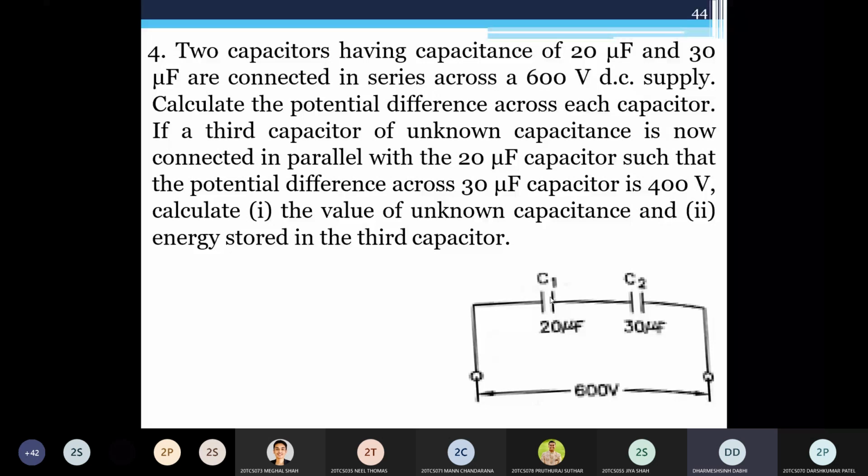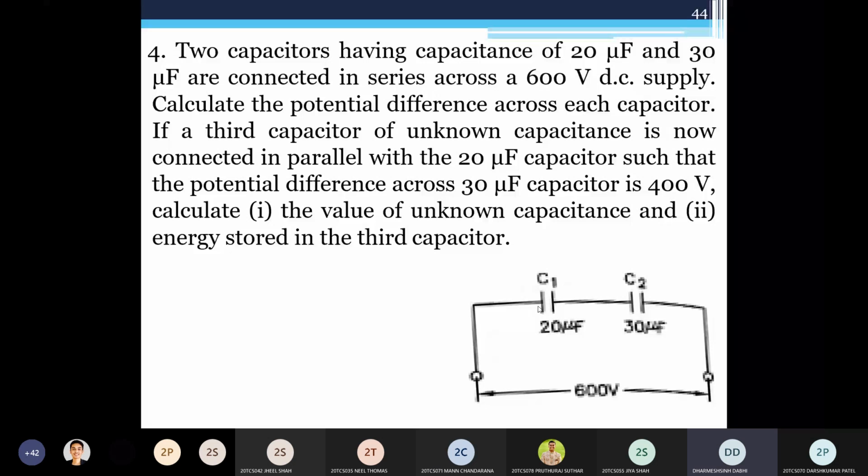It means the third capacitor is the unknown capacitor, which you calculated, and you get the answer 40 microfarad. So how much amount of energy is stored in the third capacitor? 0.8 joule. Yes, it is the right answer, 0.8 joule. So those who have not got the answer, let's understand here.